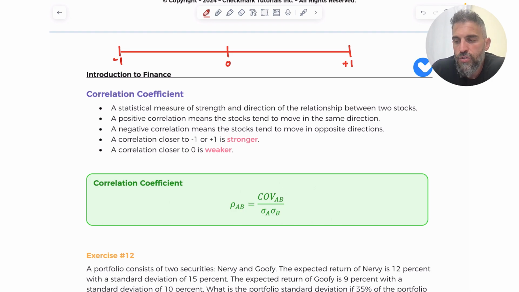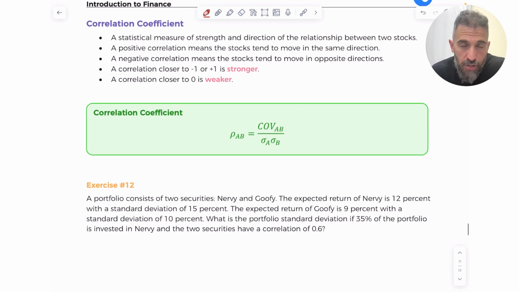Now, the correlation coefficient measures, like I said, direction and strength. But really, it looks at the tendency for two stocks to move together and how closely they move together. The formula is pretty straightforward. I mean, it's the covariance divided by the two standard deviations. Nothing crazy there.